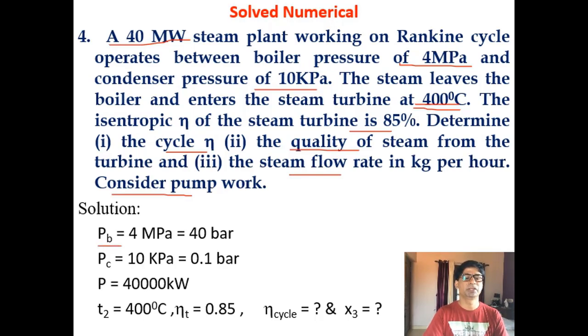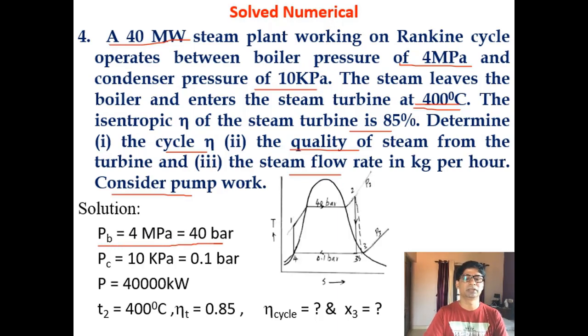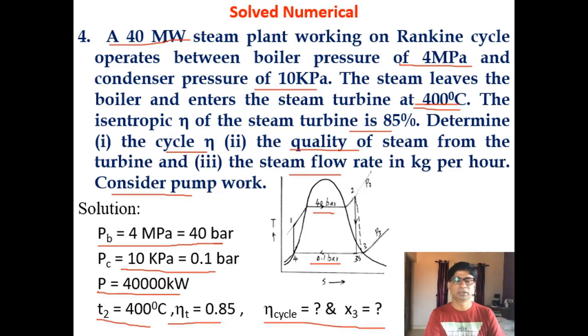So boiler pressure is 4 megapascal, 40 bar. Condenser pressure is 0.1 bar, PC. Power is 40 megawatt, so 40,000 kilowatt. T2, the entry point to the turbine, is 400 degrees Celsius. Efficiency of the turbine is 0.85. You are supposed to find the efficiency of the cycle, X3, and the steam flow rate.